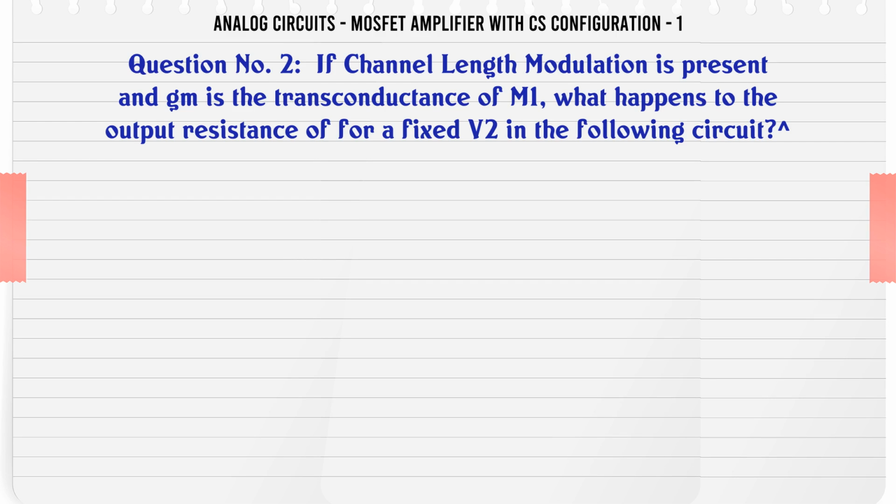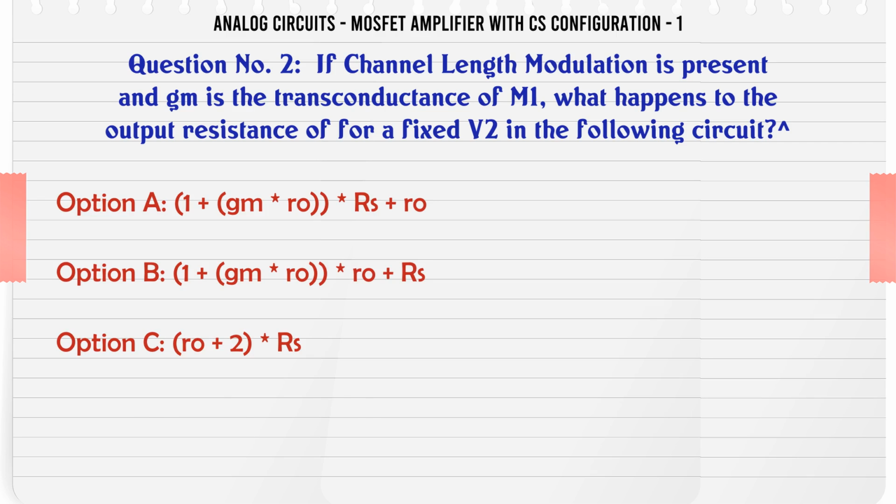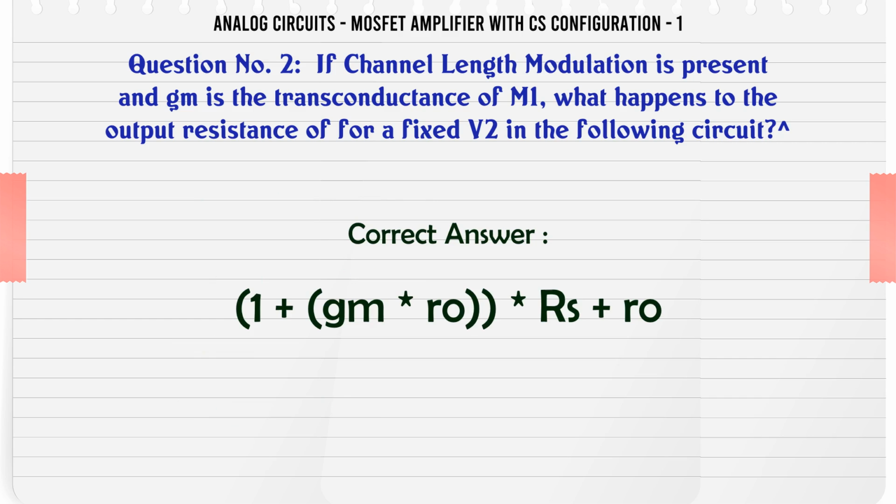If channel length modulation is present and gm is the transconductance of M1, what happens to the output resistance for a fixed V2 in the following circuit? A 1/gm ∥ rho, B 1/gm ∥ Rs, C rho ∥ Rs, D 1/gm. The correct answer is 1/gm ∥ rho.